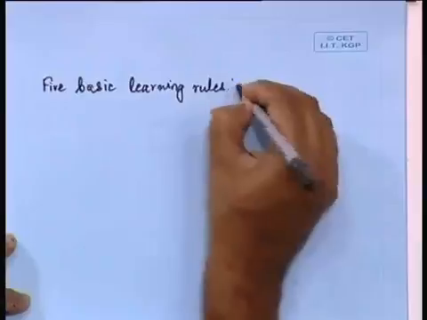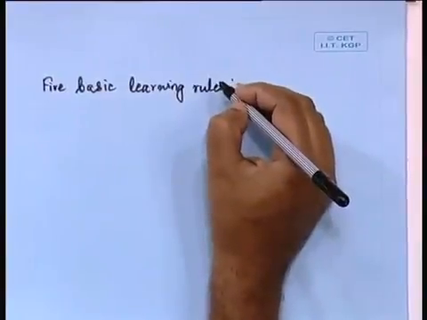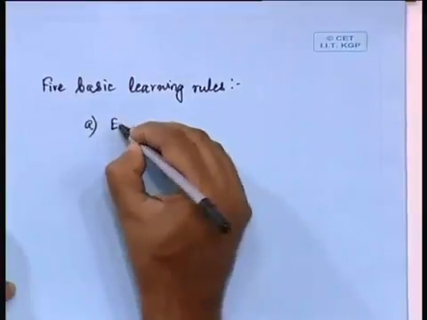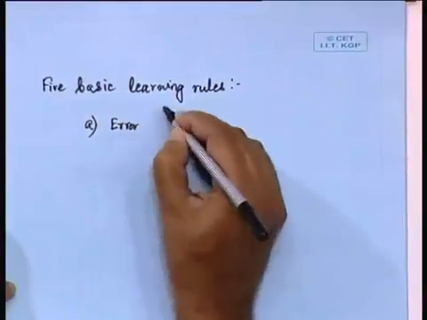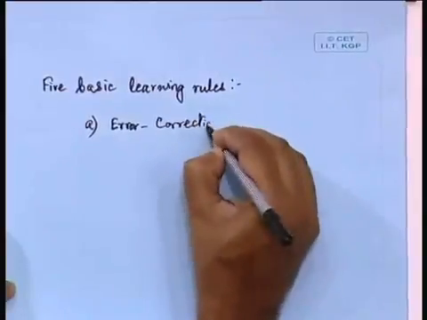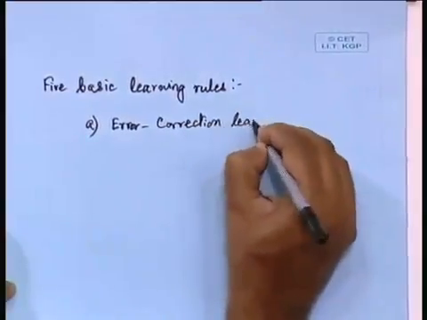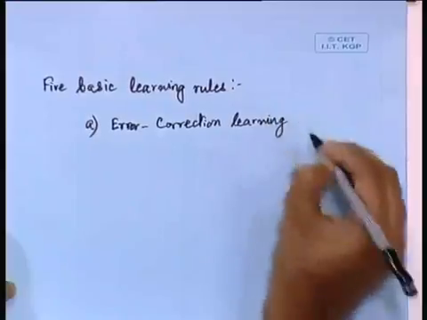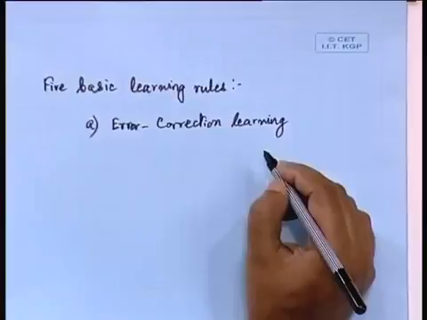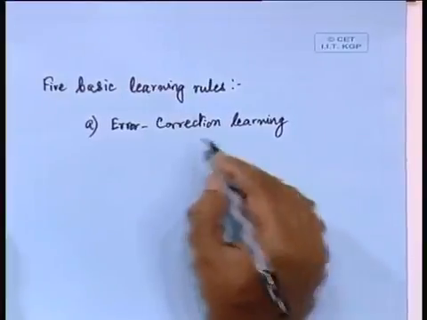Okay, and we can list them out as follows. At first we can list out, which is very important, the error correction learning. We will come back to each of these in a more detailed way, but first let me list out the 5 basic learning rules.